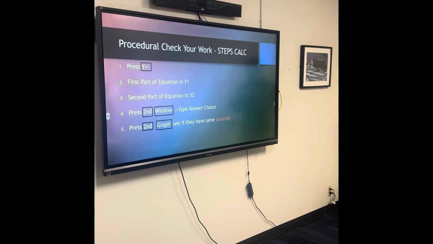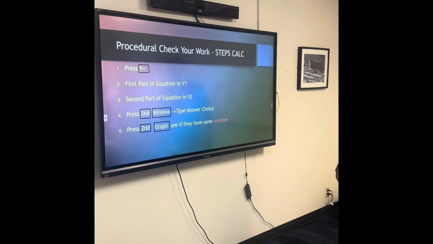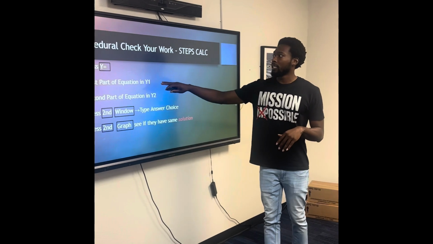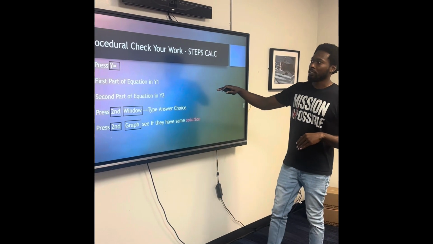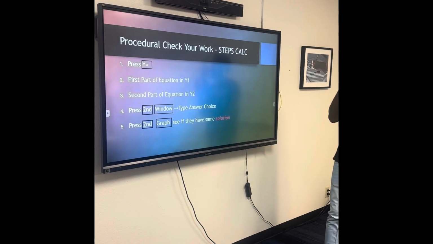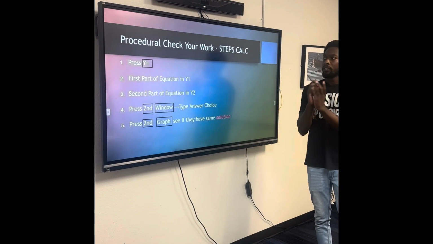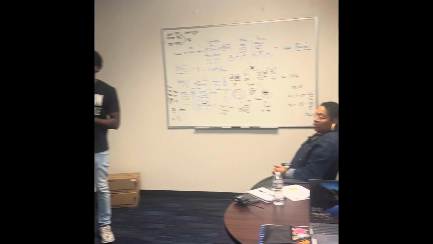Calculator procedures, I don't know if you guys are familiar, but y equals. This is telling me the first part of the equation I'm going to put in y1, the second part of the equation in y2. Now you have first and second. What's dividing first and second is going to be the equal sign in the equation. So once you put that in, you're going to go second window and you're going to type the answer choice in. Why are you typing the answer choice in?